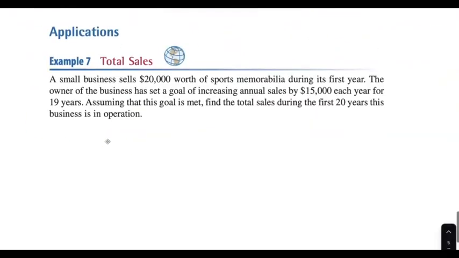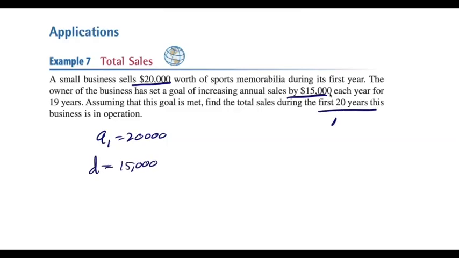Okay, one more application problem. A small business sells $20,000 worth of sports memorabilia during its first year. The owner of the business has set a goal of increasing annual sales by $15K each year for the first 19 years. As soon as the goal is met, find the total sales during the first 20 years. A couple things here. We have our first term. We have a1 equals 20K. We have our common difference. We want to increase by 15,000 each year. And we know we want to do it for the first 20 years, so n is 20.